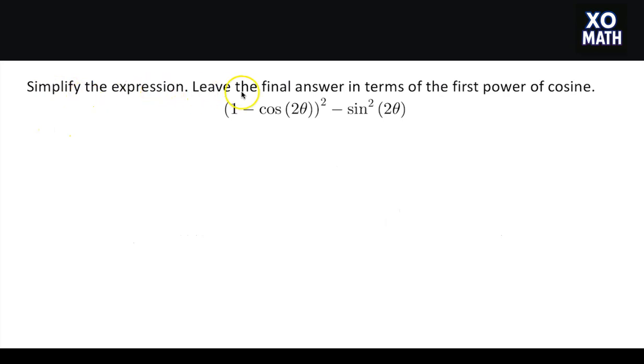Simplify the expression, leave the final answer in terms of the first power of cosine. So I have the quantity 1 minus cosine of 2 theta all squared minus sine squared of 2 theta. I'm going to start by distributing out the quantity 1 minus cosine of 2 theta squared. So 1 minus cosine of 2 theta times 1 minus cosine of 2 theta, and then minus sine squared 2 theta.